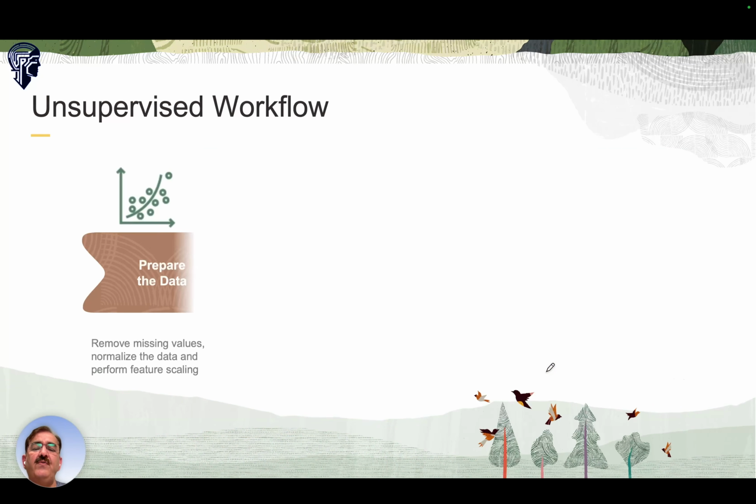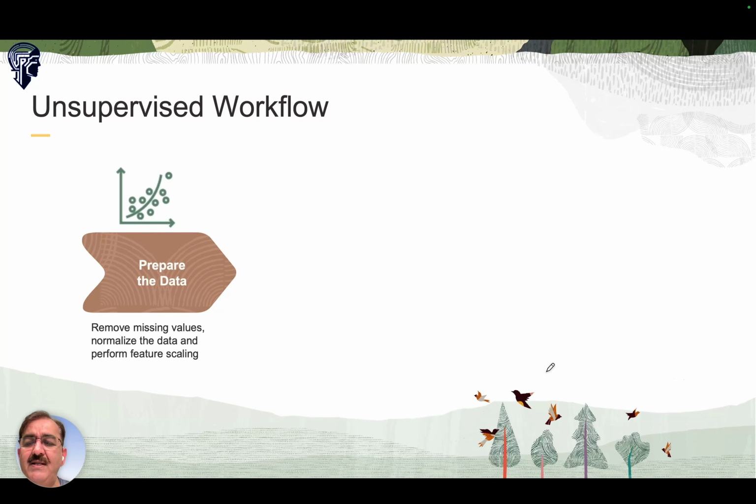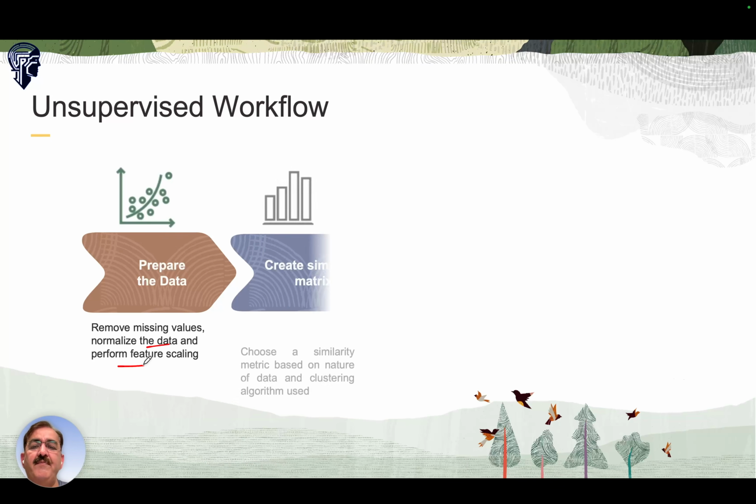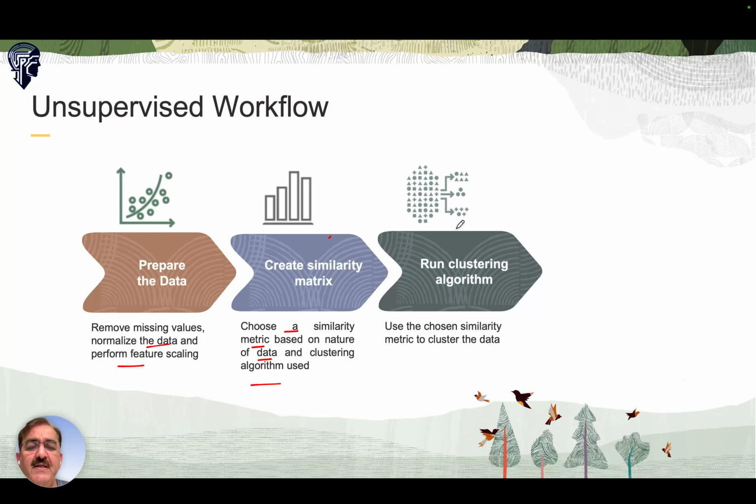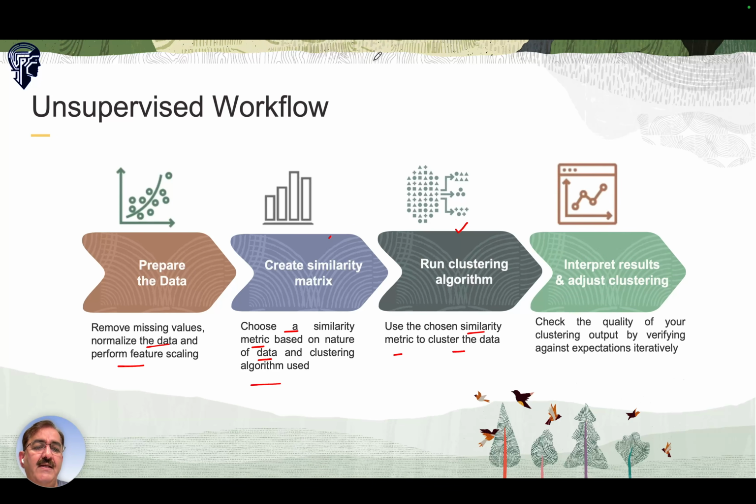The workflow for unsupervised learning is: first we prepare the data, where we remove missing values, normalize the data, and perform feature scaling. The second phase is to create a similarity matrix, where we choose a similarity metric based on the nature of the data and the clustering algorithm used. The third phase is to run the clustering algorithm, using the chosen similarity metric to cluster the data, and finally interpret the results and adjust the clustering. Check the quality of your clustering output by verifying against expectations iteratively to improve the results.